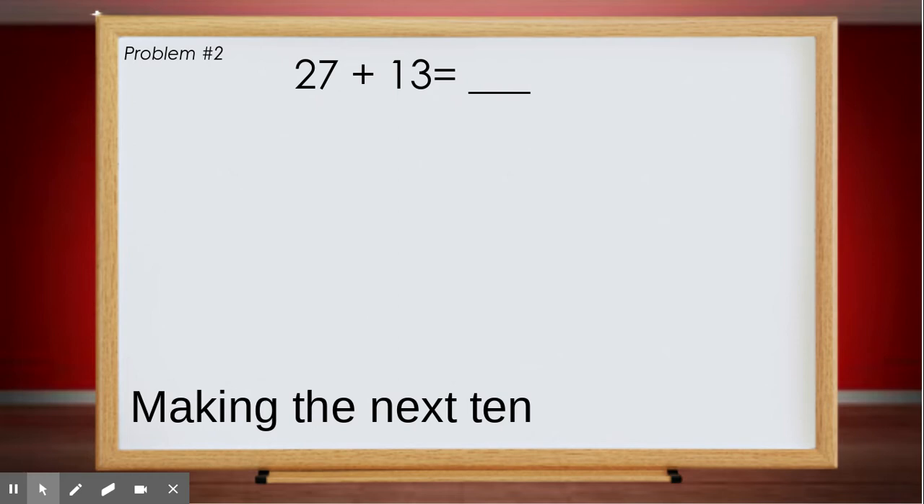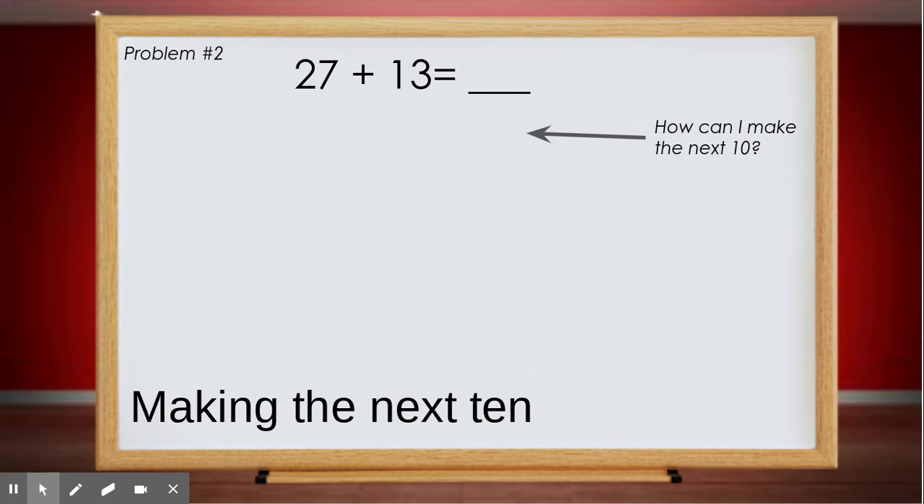Good. Let's try a second problem, which is actually 27 plus 13 equals blank again. But in this case, I'm going to show you how you can use making the next 10 as a strategy. Again, in thinking about these two-digit numbers, we're going to break only one number. And in this case, I'm going to break the number 13 as well because it is the smaller number and it's easier to break into tens and 3.